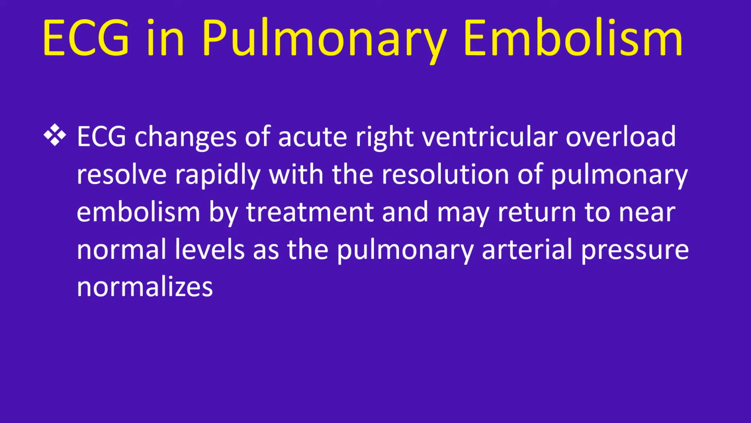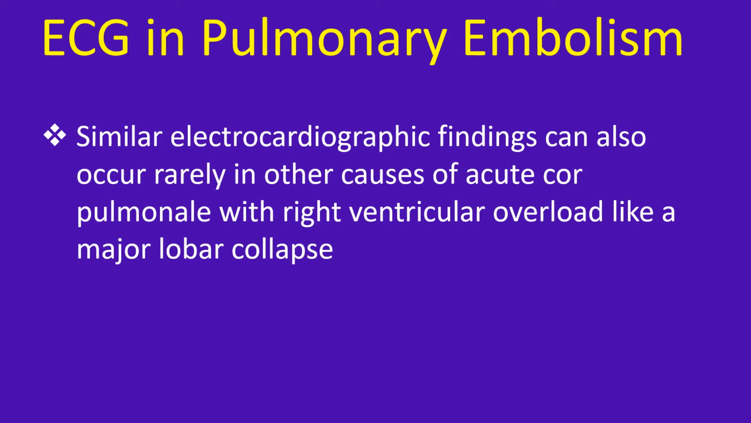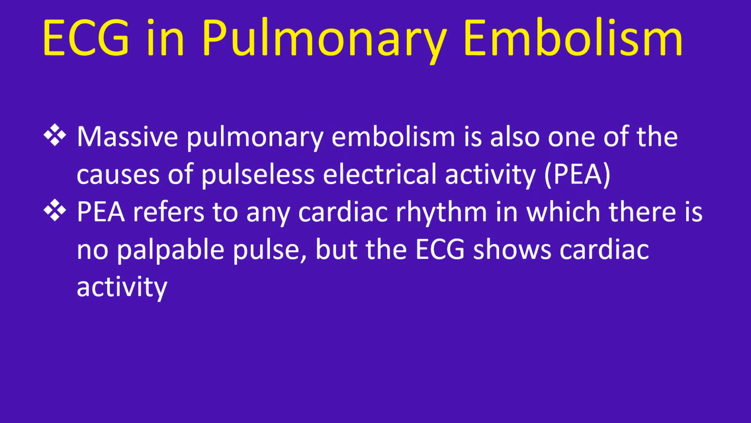ECG changes of acute right ventricular volume overload resolve rapidly with the resolution of pulmonary embolism by treatment and may return to near normal levels as the pulmonary arterial pressure normalizes. Similar ECG findings can also occur rarely in other causes of acute cor pulmonale with right ventricular overload like a major lobar collapse. Massive pulmonary embolism is also one of the causes of pulseless electrical activity.